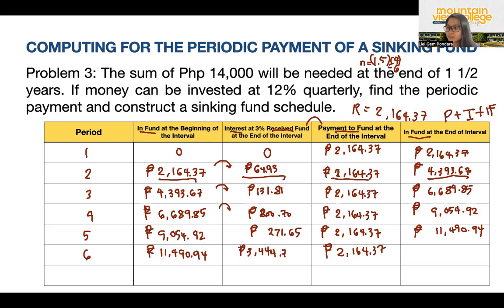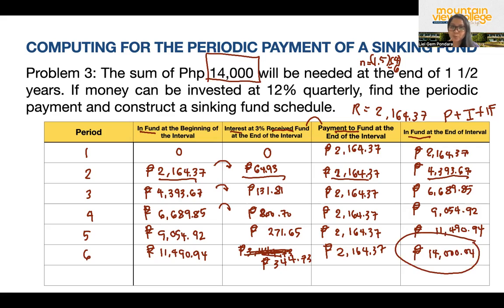344, right? 344, ma'am. 344.73. It's not 90. Let me check first. 344.73. Yes. So the book is wrong. Okay. Total savings, Vince. 14,000.04. Okay. So if you check, this is now the total savings, right? So the person achieved the 14,000 total.